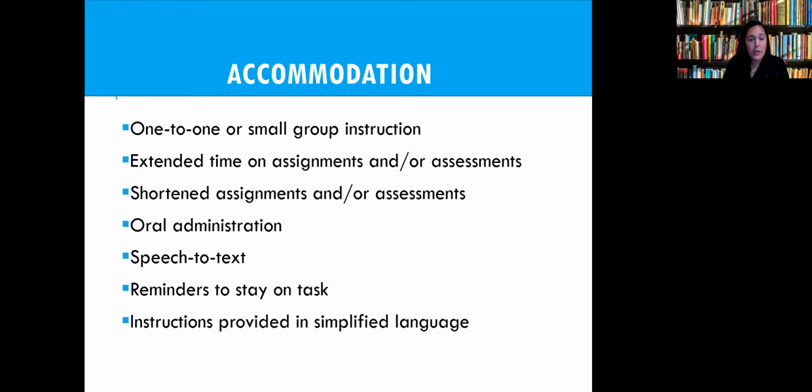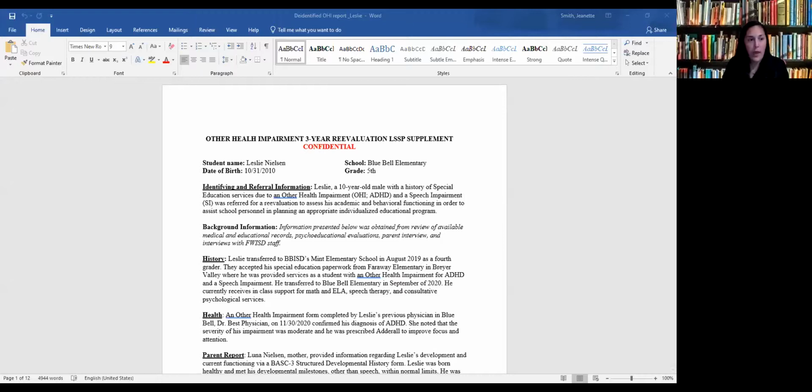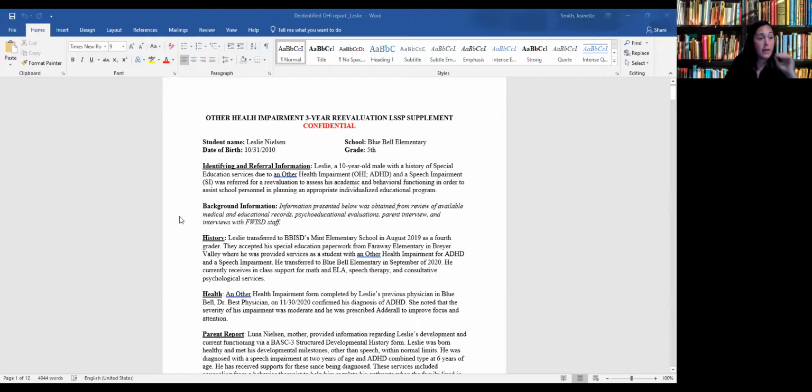I want to show you very quickly a report that I have that breaks all those things down. I think it's easier for you to see in vivo when I say, look for these areas and look for these other areas, if I can actually show you what that looks like. So I will show you Leslie. Leslie Nielsen is a student that was determined eligible as other health impaired. Dr. Roberts, if you see Leslie's report, just a thumbs up is good. Okay, great. Leslie's report is broken down into a lot of the areas that we just talked about.